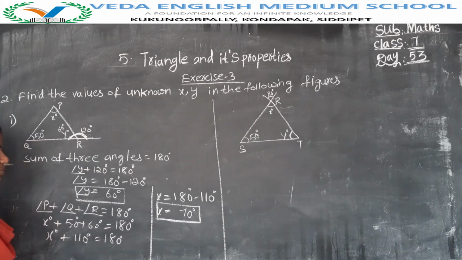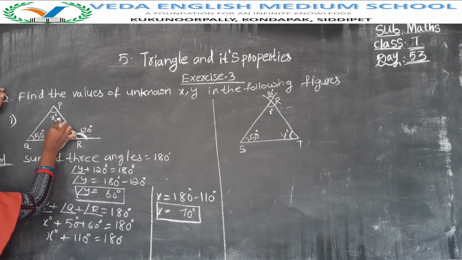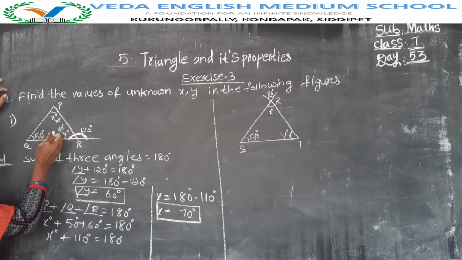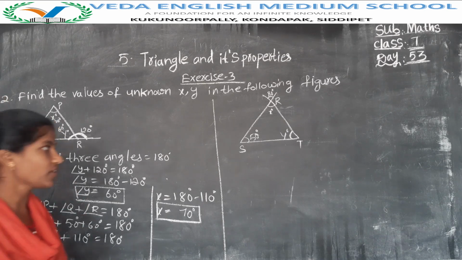For answers you have to draw boxes like this. Now x we got 70. It is 50, it is 60, it is 70. Now add the sum of these three, we should get 180. 50 plus 60 is 110, 110 plus 70 is 180. We got 180. Like that you have to find.